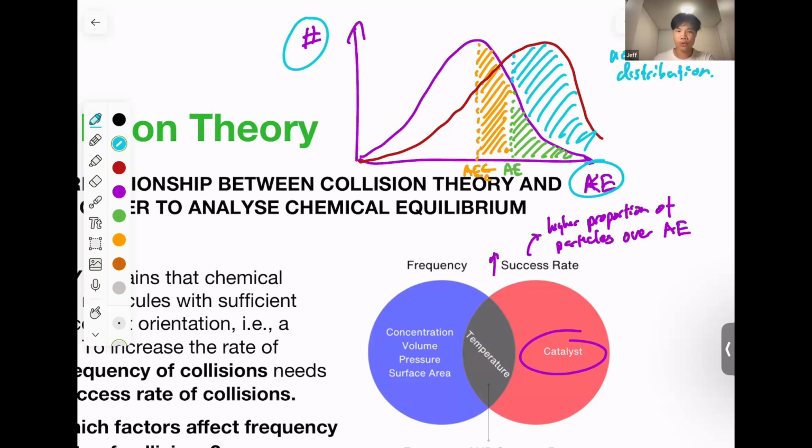Temperature at the same time does increase frequency as well, because if your particles are moving faster, you're also going to be colliding more frequently per second.